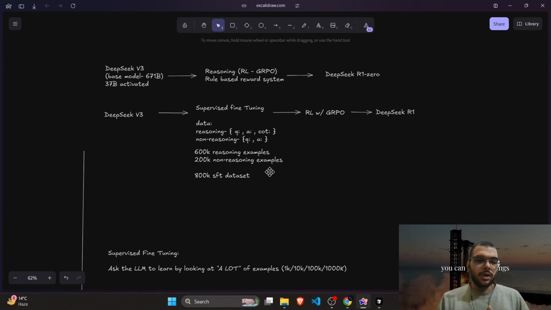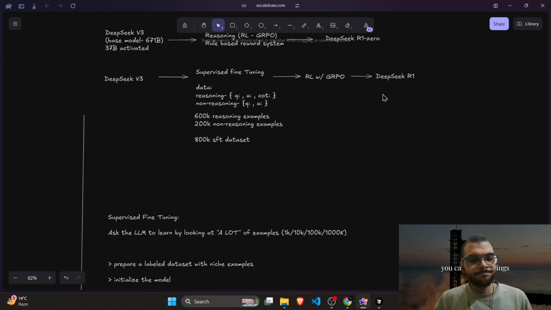So it's just Q&A. They had this complete 800,000 supervised fine-tuning data set, and then they implemented RL on that fine-tuned model. So they first had the base model, they fine-tuned it for reasoning, then they implemented reinforcement learning with GRPO, and then they got their final model, which was the DeepSeek R1, which we all use right now from their API or at their platform.